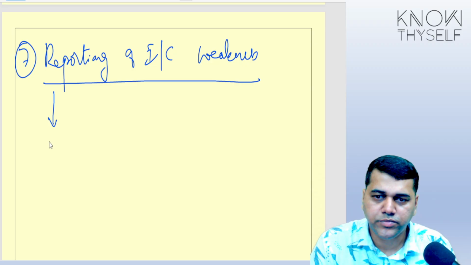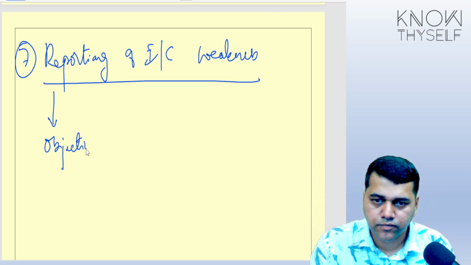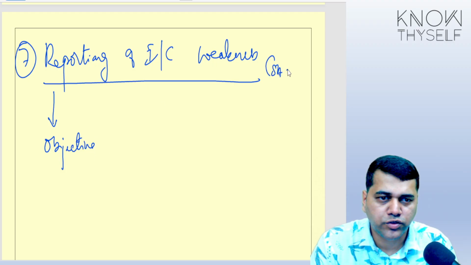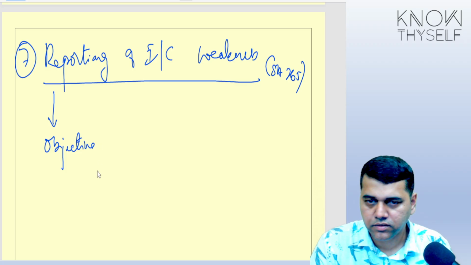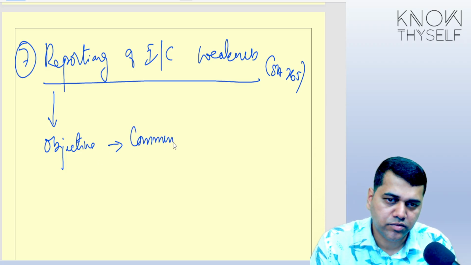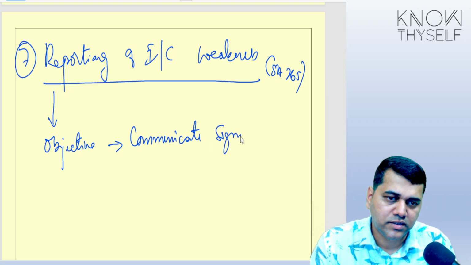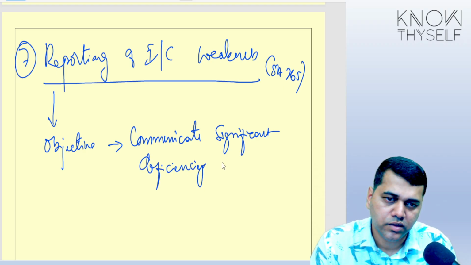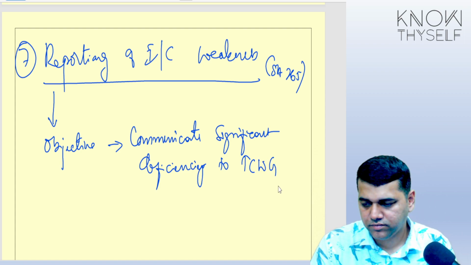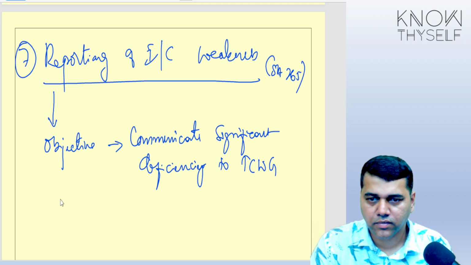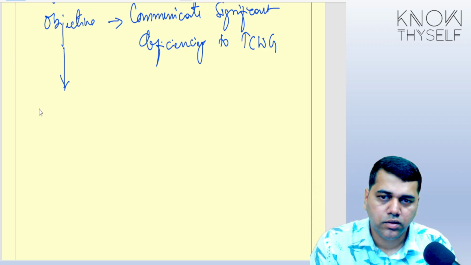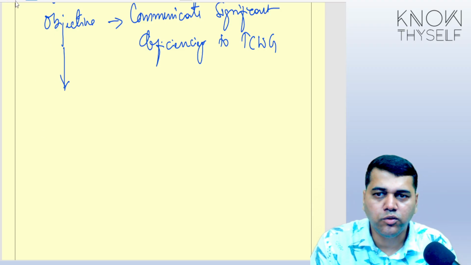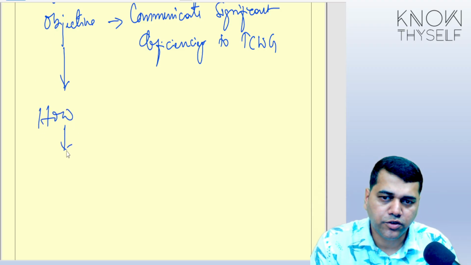What is the objective? Because you are going to cover SA 265. You can write here SA 265: Communicate significant deficiency to TCWC. So how? Requirements. I can say how to communicate. So you need to have requirements.